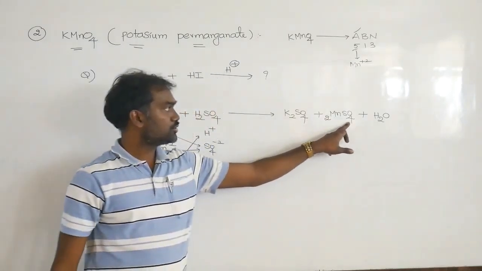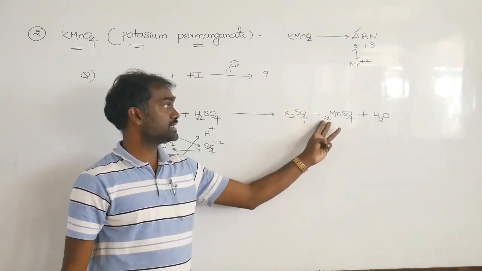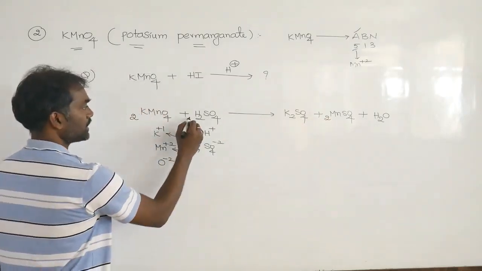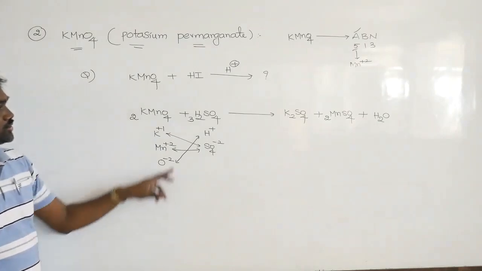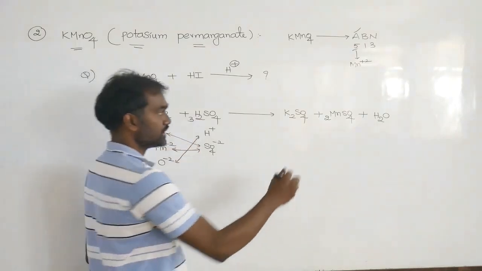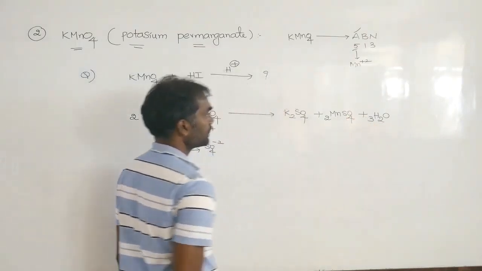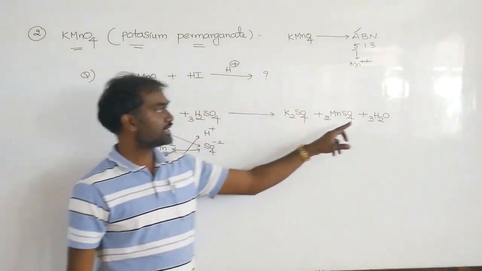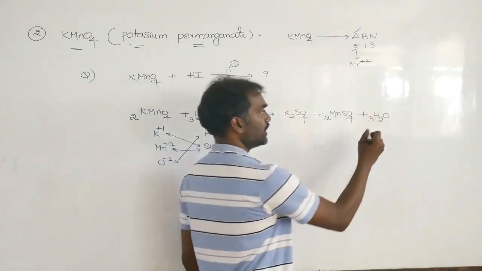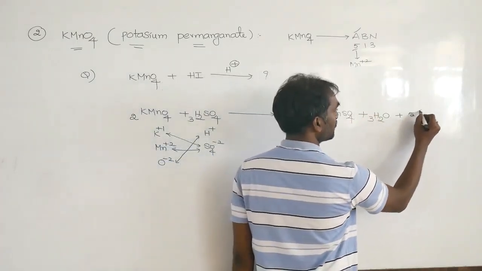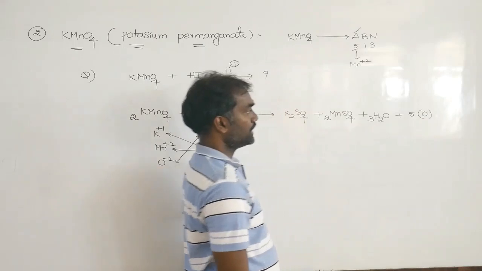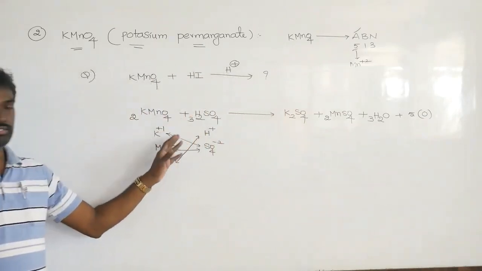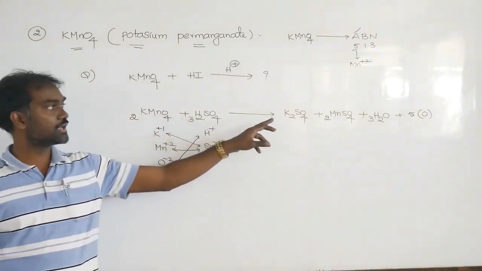Now here 2 sulfate and 1 sulfate, 3 sulfates are there. So that's why I am writing 3. So here 3 H2, that's why I am writing 3. Now oxygen: 4 2s are 8, here 3. So that means 5 nascent oxygens are coming. So this is the basic equation of KMnO4 in acidic medium.